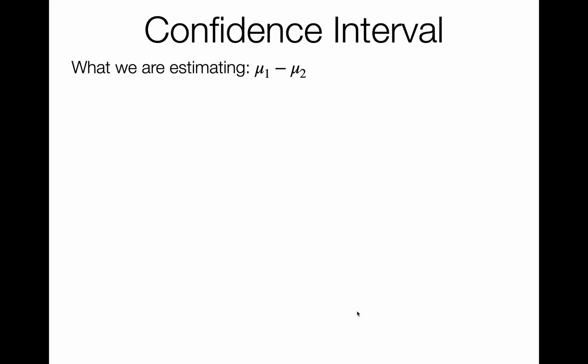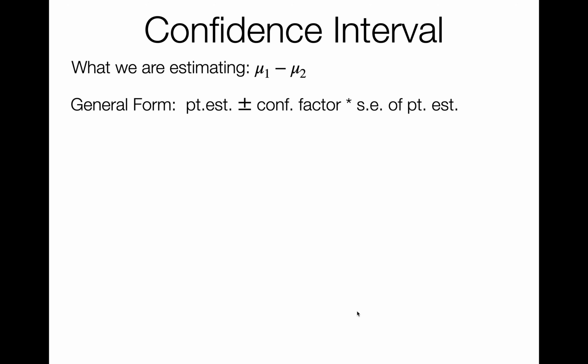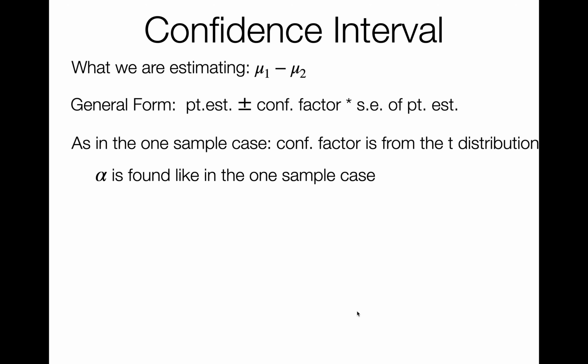So again, we can make a confidence interval for the difference in means, the same general form. The confidence factor is still a t like it was the past two times. Alpha is found the same. The degrees of freedom are much nicer in the pooled case. In that unpooled case, you'll remember there's a Welch-Satterthwaite formula that was just really not fun to look at. Here it's much nicer, n1 plus n2 minus 2.